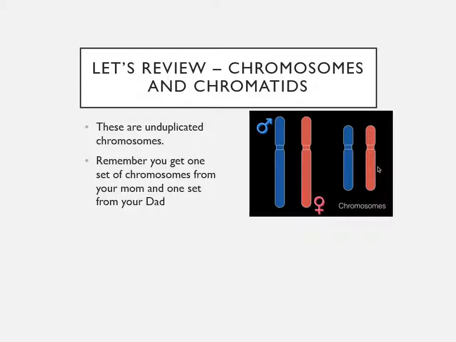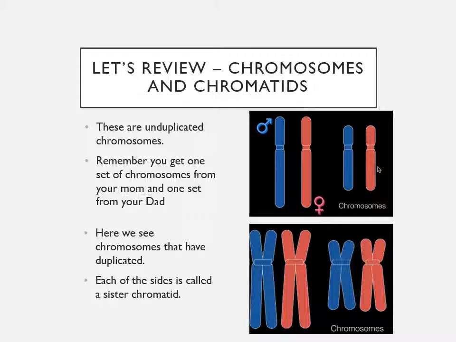Now, when the DNA duplicates, we get these chromosomes that have sort of two sides to them. And they call each of these two sides sister chromatids. So when you see this single line, that's your unduplicated chromosome, but you still have one from dad and one from mom. When you see the two sides here, the two sister chromatids, you still have one from dad and one from mom for each pair. So for pair 1, you have a chromosome from mom and dad. For chromosome 2, you have a chromosome from dad and from mom. But now your DNA is duplicated, so you have two sides to that chromosome.